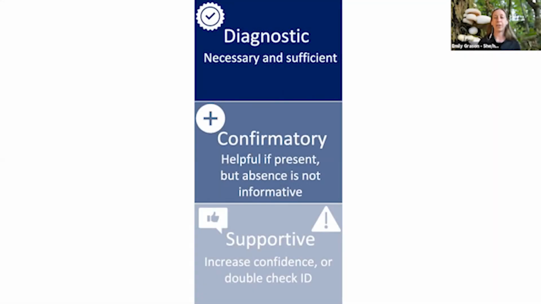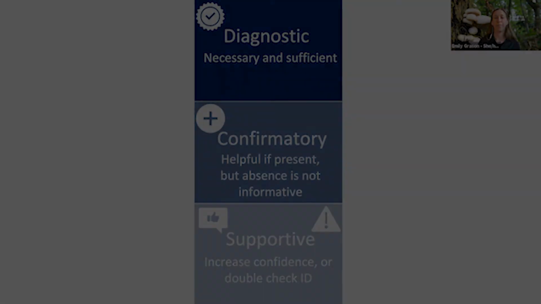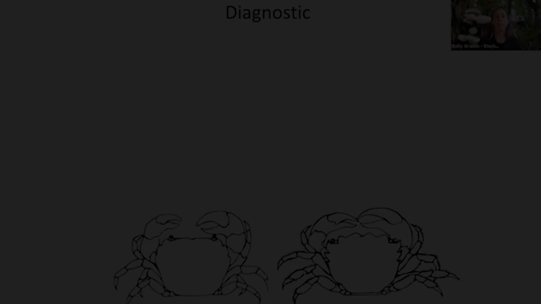So these three categories are arranged by order of priority here. And the top diagnostic category is the most informative. And the top categories will override any categories below them in terms of how important that information is to decide which of the two crabs we have. So how does this apply to our native shore crab species? Well, we're going to go through both shore crabs side by side and cover each type of feature one at a time. So first, let's talk about diagnostic features for the shore crabs.